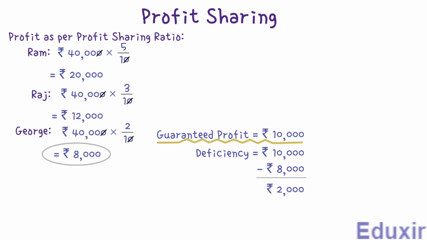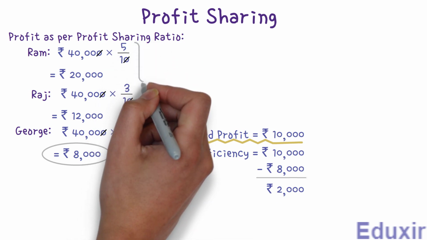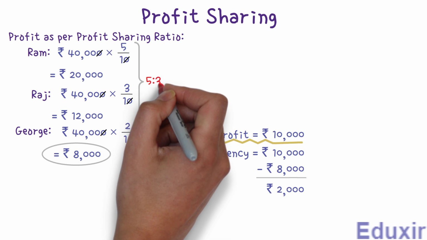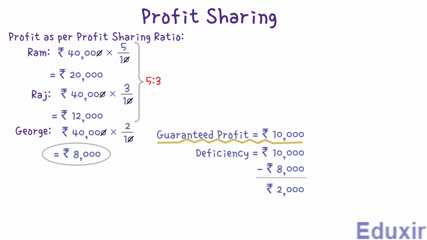So, this deficiency should be adjusted from other partner's profit amount. The question is, by how much we should adjust from each partner. It should be in proportion to their profit sharing ratio. In other words, in the ratio of 5:3. So, partner Ram and Raj should contribute to these 2000 rupees in the ratio of 5:3.